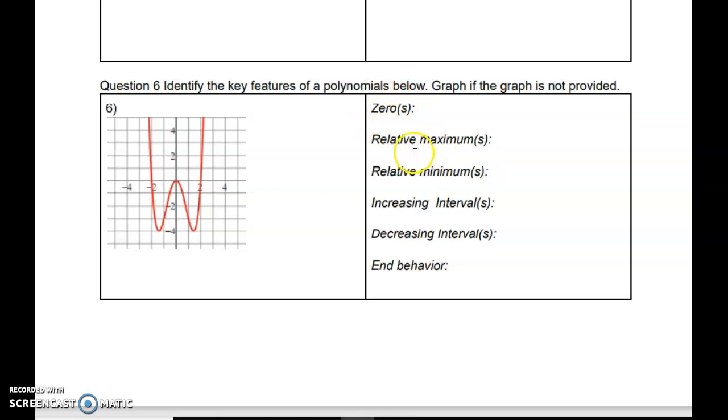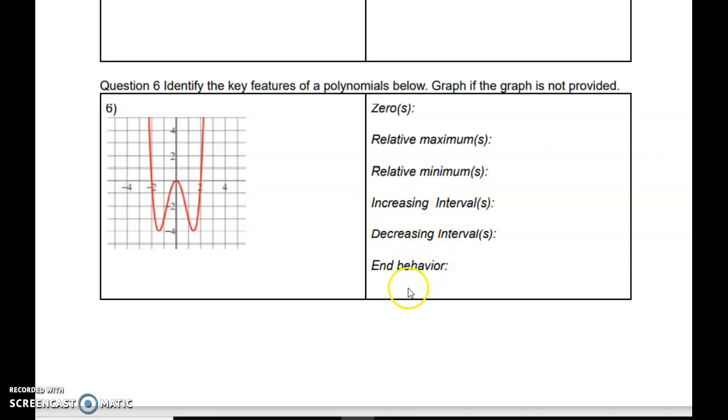Relative maximums are places where the graph changes from increasing to decreasing. It almost looks like the letter N or an upside down U. Relative minimums are where a graph changes from decreasing to increasing. And again, those will look like a U. Increasing intervals are described in terms of x for where the function is either increasing or decreasing.